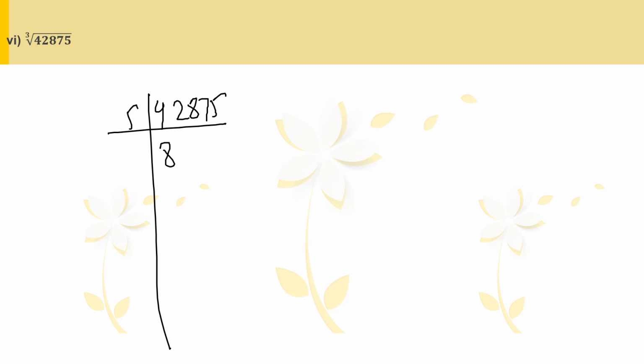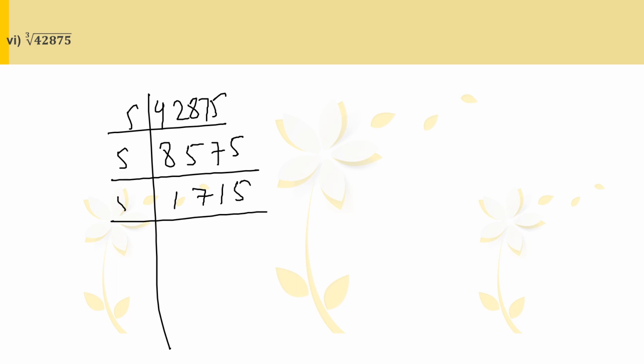Coming to the last part, which also is quite easy as it's divisible by 5. Let's do the prime factorization for 42875. 5 8 is 40, 5 5 is 25, 5 7 is 35, 5 5 is 25, 5 1 is 5, 5 7 is 35, 5 1 is 5, 5 5 is 25, 5 3 is 15, 5 4 is 20, 5 3 is 15. Now 7 4 is 28, 7 9 is 63, 7 7 is 49, and 7 1 is 7.